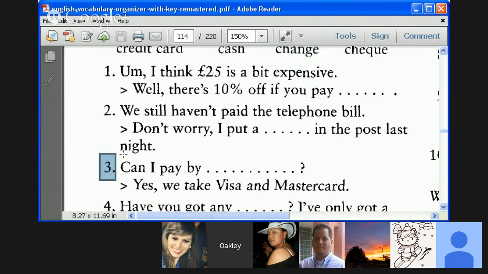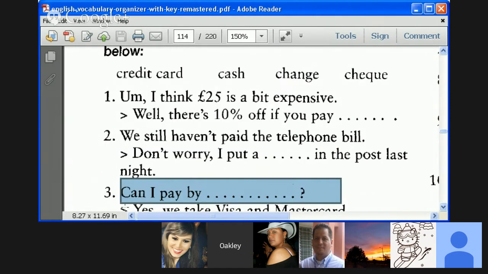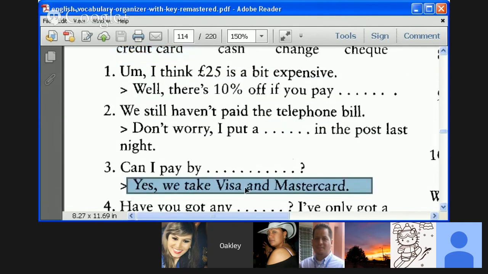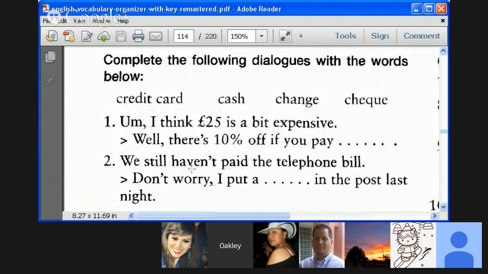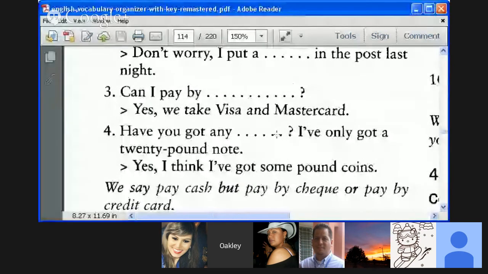Okay, Heidi, number 3. Can I pay by credit card? Yeah, of course. Yes, we take Visa and MasterCard. American Express and Discover, and so on. Can I pay by credit card? Okay. Fine. Right. Very simple, basic phrase we've probably all used many times.